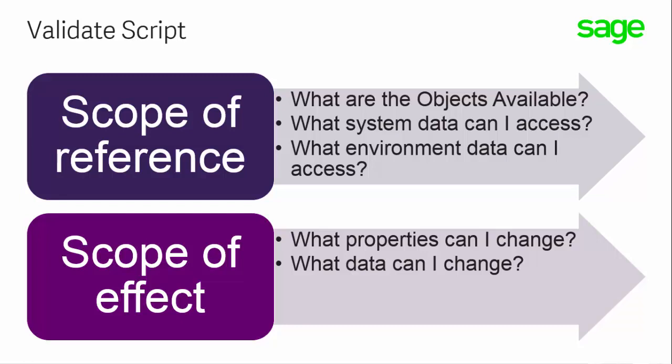We always have to consider each script's scope of reference and scope of effect. If you remember, the scope of reference is concerned with the objects that are available to the script and the access the system provides to the database, as well as the environmental information. That's the information contained within the server itself and the browser itself that the script may be able to access. And then the scope of effect is concerned with the action that the script can perform. What can it do to the data? What can it do to the process in which you're working?